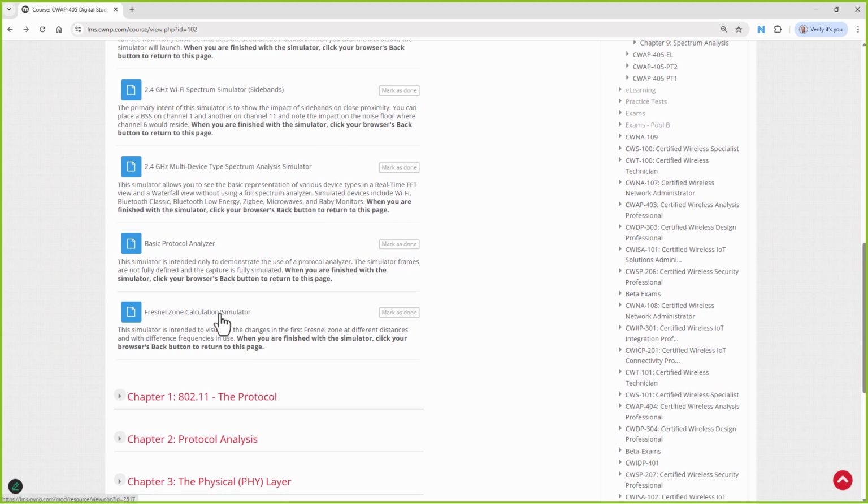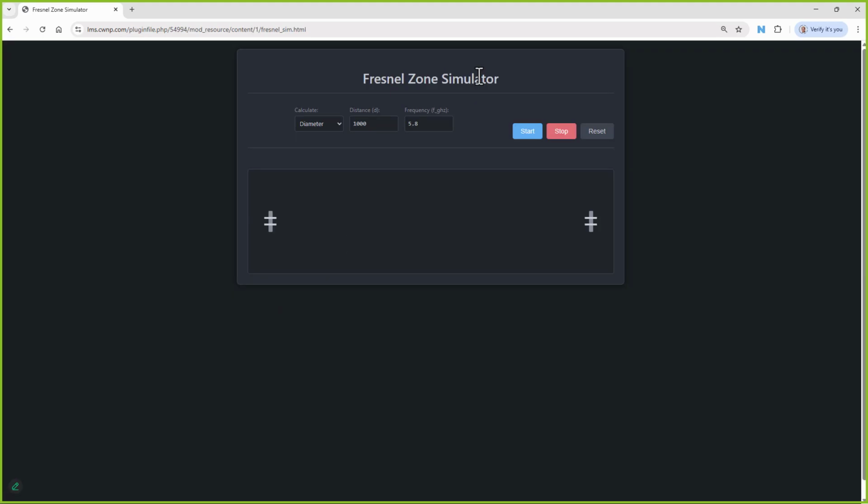And then I'll show you one last one, the Fresnel zone simulator. So this simulates and communicates the mathematics to you for Fresnel zone simulation. So the Fresnel zone is either measured as the diameter or the radius, depending on which one you want to calculate. Radius is usually most important because you're really going all the way around the line of sight. But you set the distance and then the frequency, and those impact the Fresnel zone.